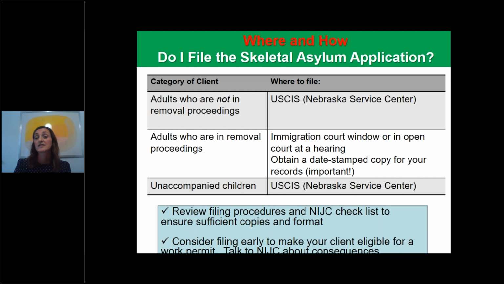Unaccompanied immigrant children are kind of an exception to the rule. Unaccompanied children, even if they're in removal proceedings, have the opportunity to file their asylum application with USCIS and the Nebraska Service Center. The reason is that, because they're children, it is thought that proceeding at the asylum office, where they would be interviewed by an asylum officer in a non-adversarial setting, would be less challenging for them. So they are allowed to present their cases and file their applications with USCIS.